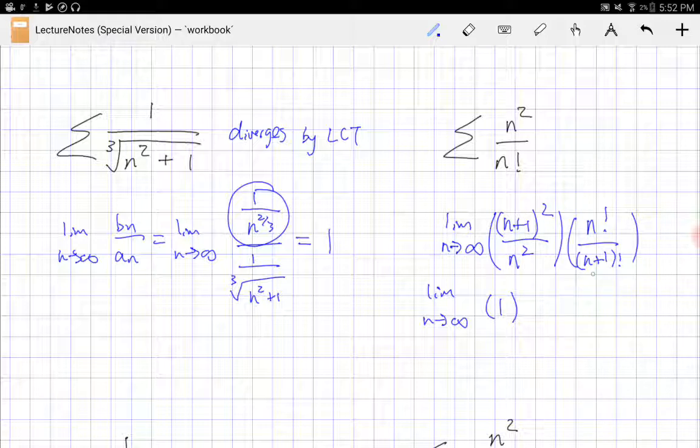n factorial over n plus 1 factorial is equal to 1 over n plus 1, because n plus 1 factorial is equal to n plus 1 times n, times n minus 1, and so on all the way until 1. And as n goes to infinity here, this equals 0. And since my limit is less than 1, this converges by ratio test.